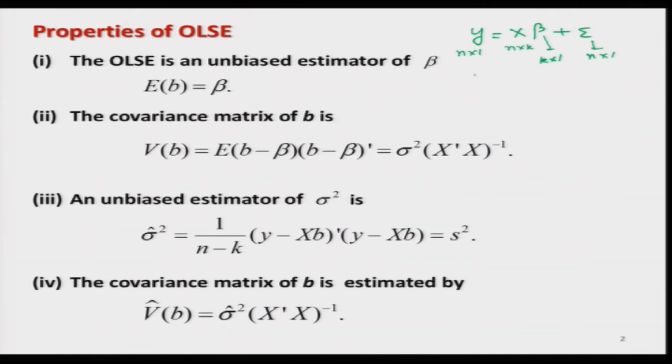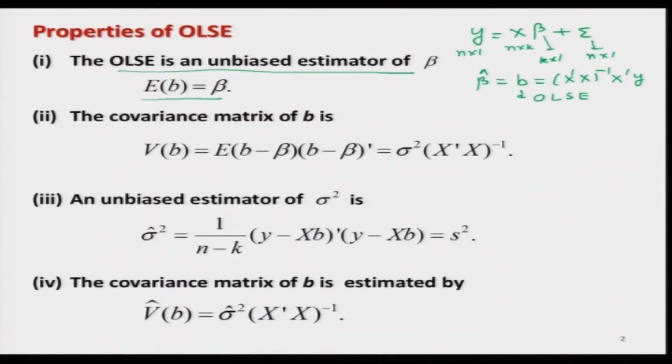Based on that, we had employed the principle of least squares, and we had obtained an estimator of beta, denoted by b, which was (x transpose x) whole inverse x transpose y, and b is called the ordinary least square estimator, OLSE. Now we are going to state the properties of this OLSE. This OLSE is an unbiased estimator of beta, so the expected value of b is beta.